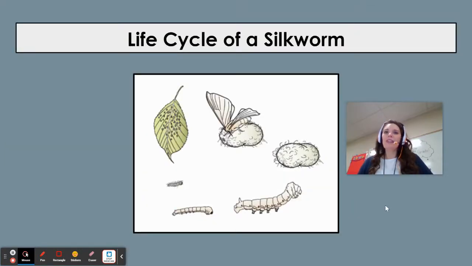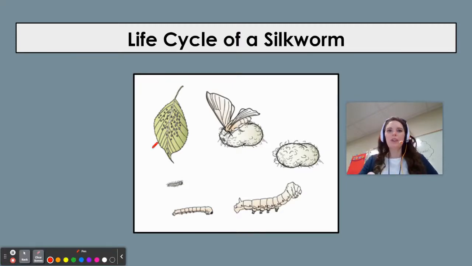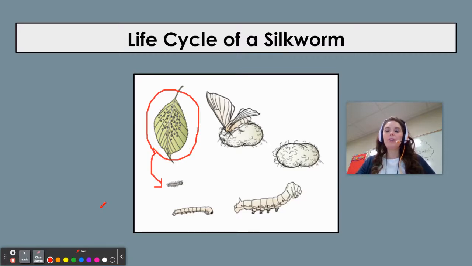Here is the life cycle of a silkworm. Second graders, do you know what direction the life cycle will move in? Let me get my highlighter and show you. Our silkworms start off as eggs. Here you can see the eggs are on a mulberry leaf. From there, the eggs hatch and they become larvae, or also known as silkworms. They continue to eat the mulberry leaves and grow larger and larger.